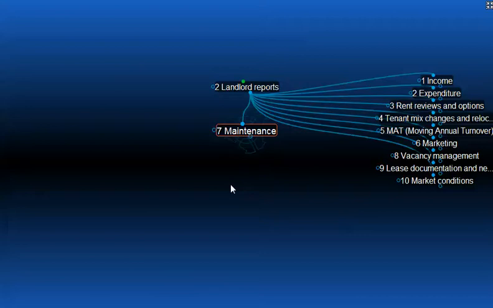The expenditure budget is set as part of the annual business plan for the property. And I always come back to that point. The business plan and the preparation for each financial year for the property is really important.